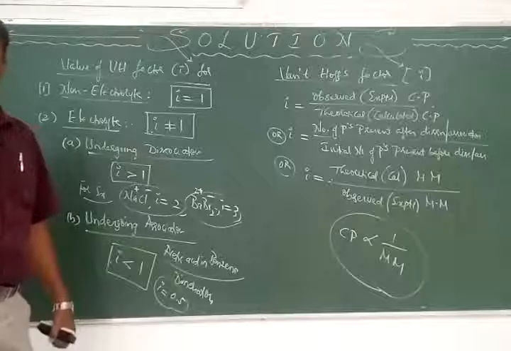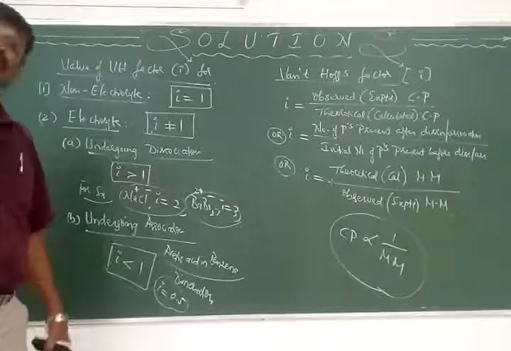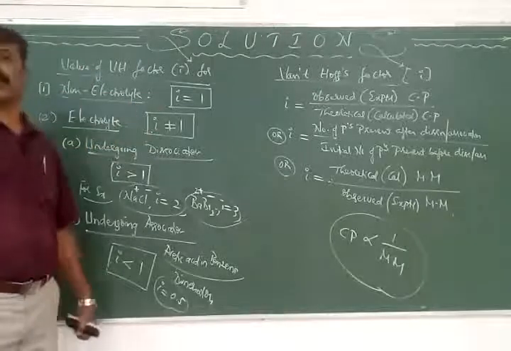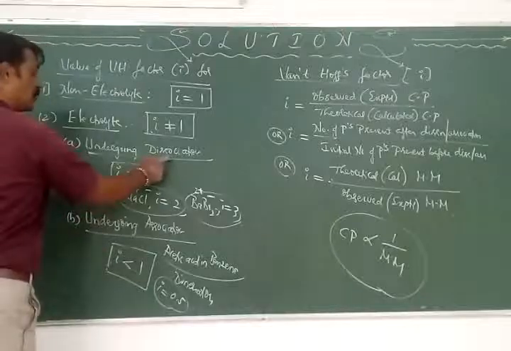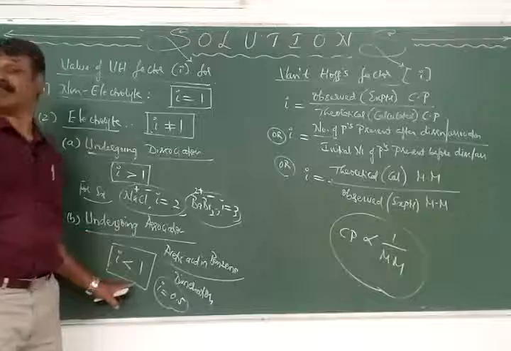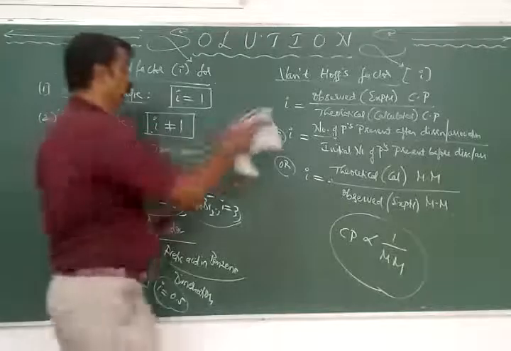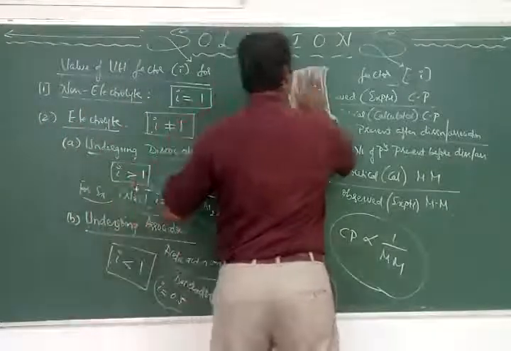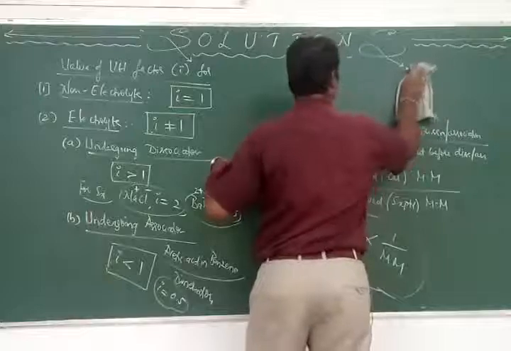If I take 1 mole of NaCl, I am getting 2 particles. Why? 1 mole of Na plus and 1 mole of Cl minus. This is called dissociation. But in case of association, the i value is always less than 1. Okay. Now, what is degree of dissociation and what is degree of association?